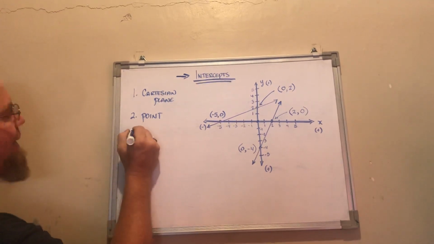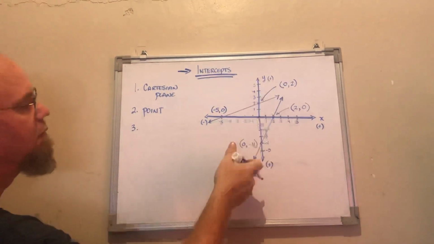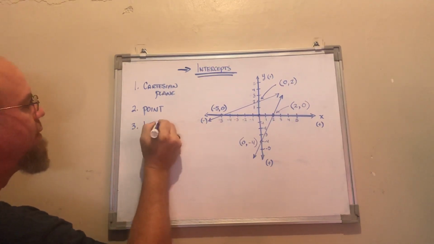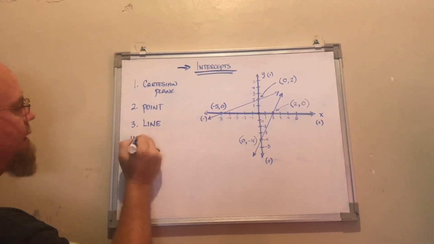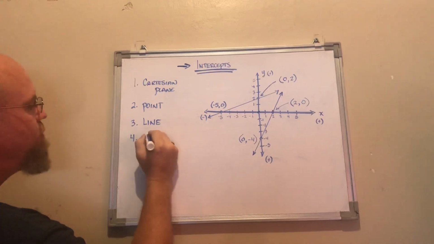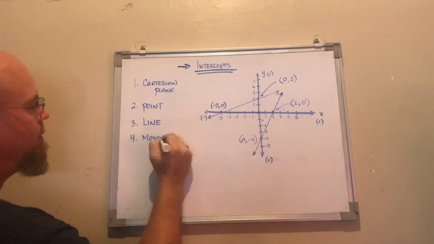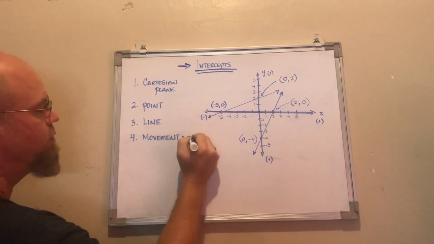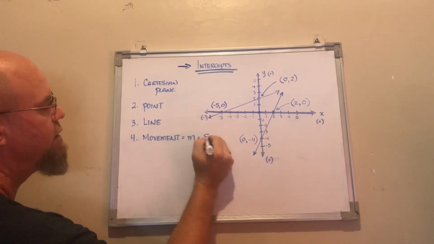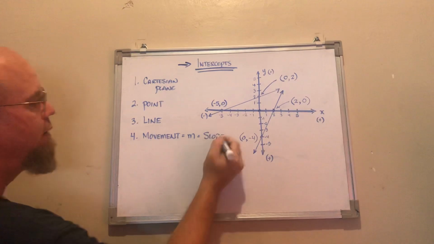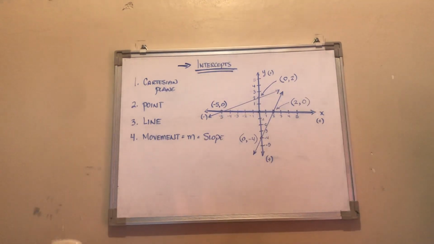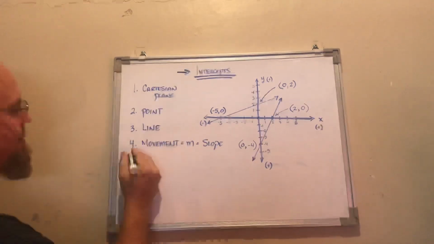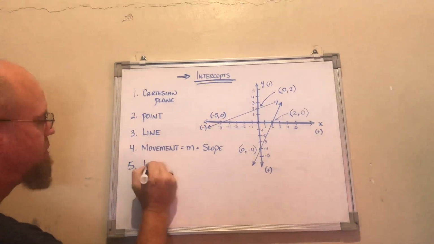Then we looked at connecting those points, which are connected to form a line. And then we looked at each line having movement, which is also equal to m, which equals the slope of a line. So we looked at all of these. Now we are going to look at intercepts.